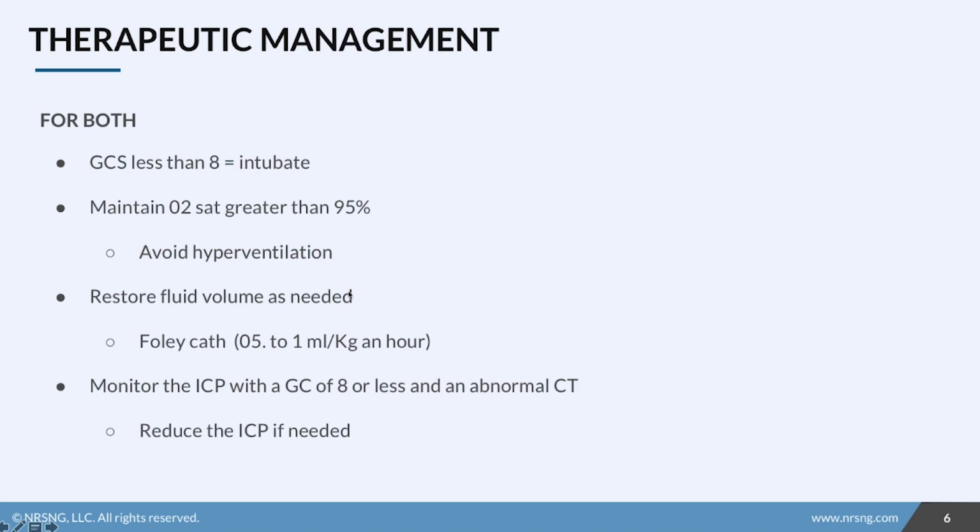Therapeutic management. So we've got to manage these guys, right? I mean, they're going to be in our care for a little while. Well, if the GCS is less than 8, it's usually assumed that they're probably not protecting their airway. So less than 8, probably going to intubate and ventilate them. With that, we want to keep that oxygen level above 95% to make sure that the brain is perfusing and we're getting the oxygen where it needs to be.